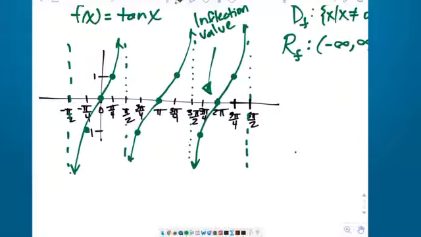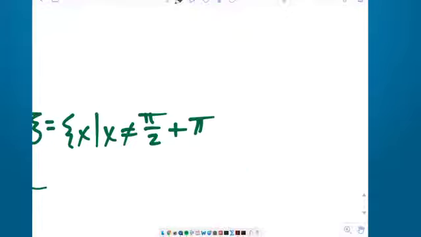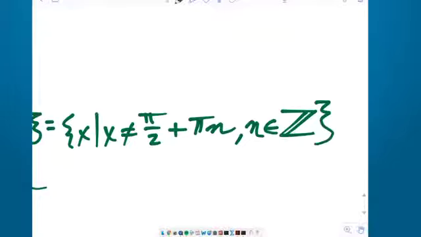Pi, right? 2 pi halves or pi. How far is it from 3 pi halves to 5 pi halves? Also pi. So you'll say x can't equal pi halves plus multiples of pi. Full multiples of pi. So we'll say pi n, where n is what type of number? It can't be a real number. It can't be 1.5. It has to be full increments of pi, like 1 pi, 2 pi, 3 pi, or negative 1 pi, negative 2 pi, negative 3 pi. The integers. Good. And what symbol do we use for the integers? The Z. Good. For the integers.